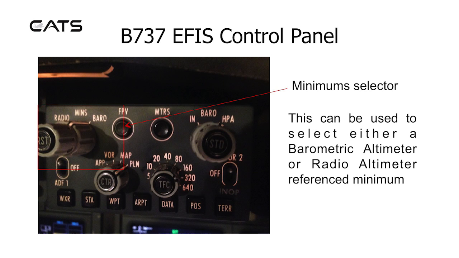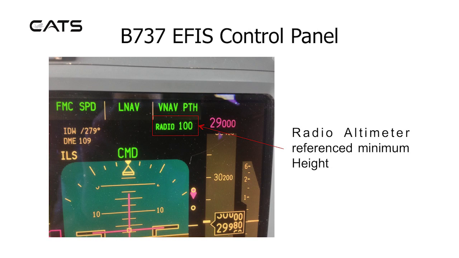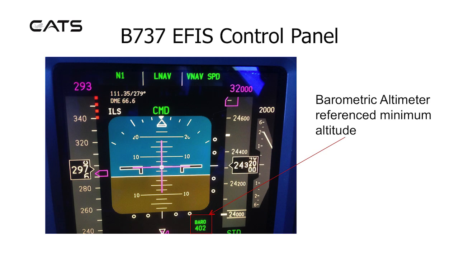EFIS Control Panel. This is the minimum selector. This can be used to select either a barometric altimeter or radio altimeter referenced minimum. Here is a radio altimeter referenced minimum height, radio 100. Here is a barometric altimeter referenced minimum altitude, baro 402.